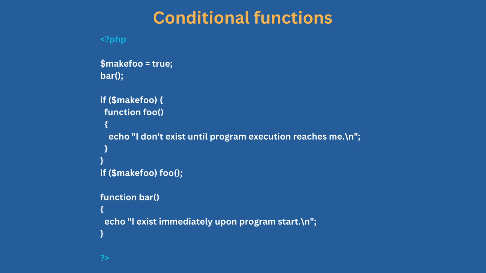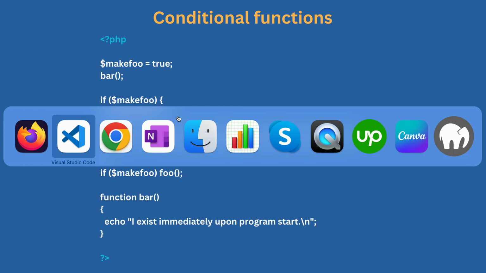Conditional function. The meaning of a conditional function is this: you see, I put true, and one function I'm calling is bar. So this bar function is here, and this will be called. So when can you call this one? Let me show this example.